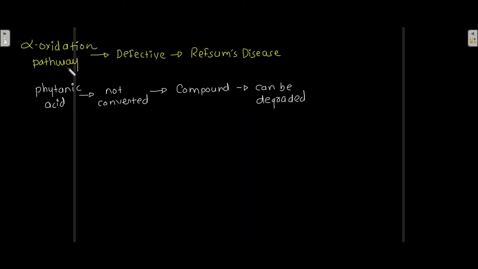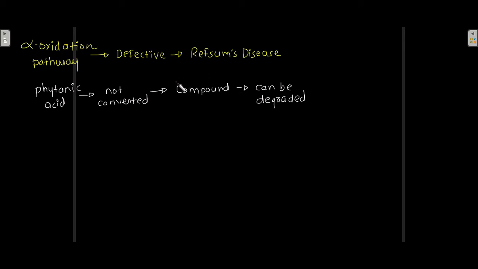Now, the alpha oxidation pathway is defective in Refsum's disease. When this alpha oxidation pathway is defective, you call it Refsum's disease. Because the alpha oxidation pathway is defective, the phytanic acid is not converted into a compound that can be degraded. Okay, phytanic acid is not converted into a compound that can be degraded, and that is what happens in Refsum's disease.